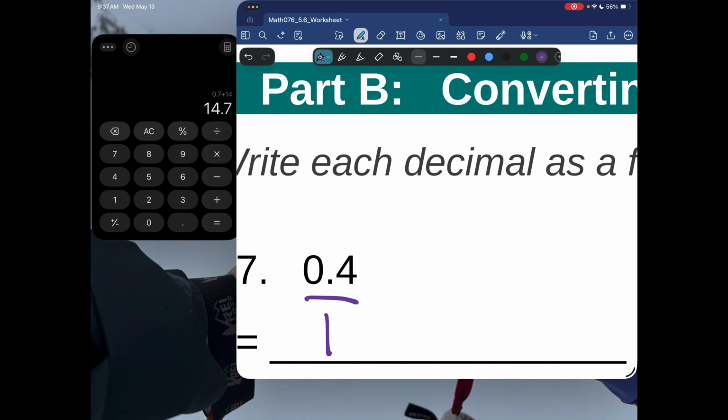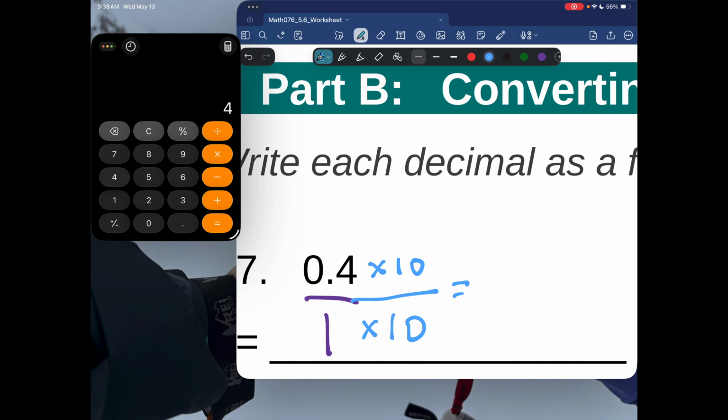Now, I want to get rid of those decimals because I don't like the way that they look, feel, anything. I want to get rid of them. So I have tenths. So when I have tenths, I'm going to multiply numerator and denominator by 10, okay? And I get 0.4 times 10 gives me 4, and then 1 times 10 gives me 10. 4/10. And that makes sense because I have 4 in the tenths position. I have 4/10. So this is another way of writing the same thing.